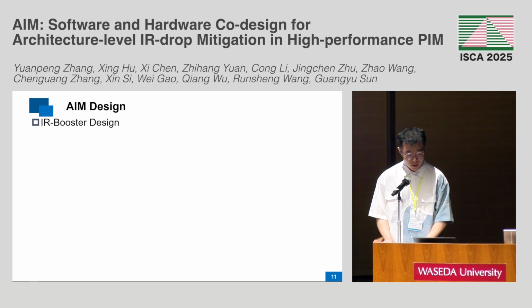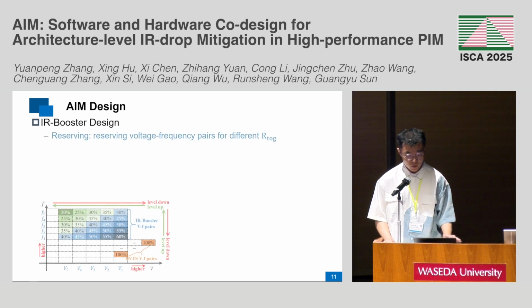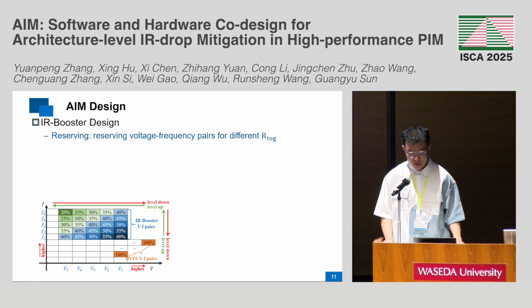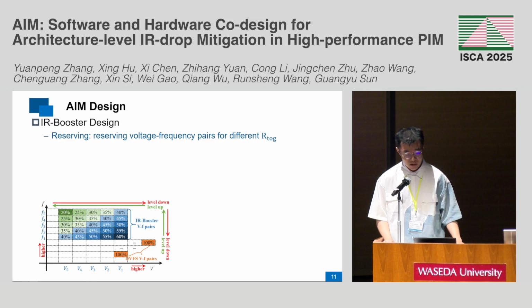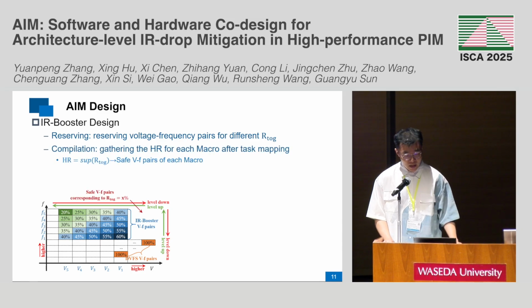IR booster allows macros to operate at lower voltages and higher frequencies. Specifically, IR booster first reserves voltage-frequency pairs for different R toggle, ensuring safe operation across the corresponding IR drop during hardware design sign-off. Then, during compilation, IR booster gathers the weight Hamming rate information for each macro after task mapping is completed.